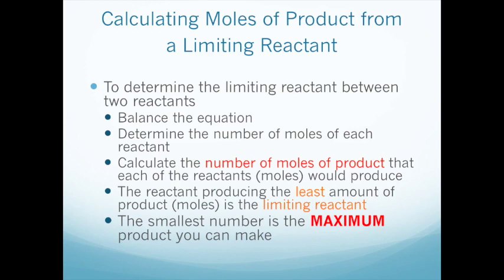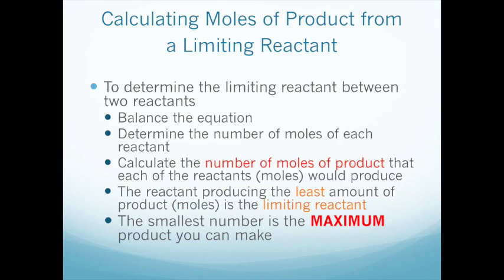So if you know what your limiting reactant is, you can calculate how many moles of product you will obtain by knowing the stoichiometry of your balanced reaction equation. So first you balance the equation, then you determine how many moles of each reactant you have, and then based on the mole ratio, you find out how many moles of product you could make if you reacted all of each reactant based on the mole ratios in the equation.